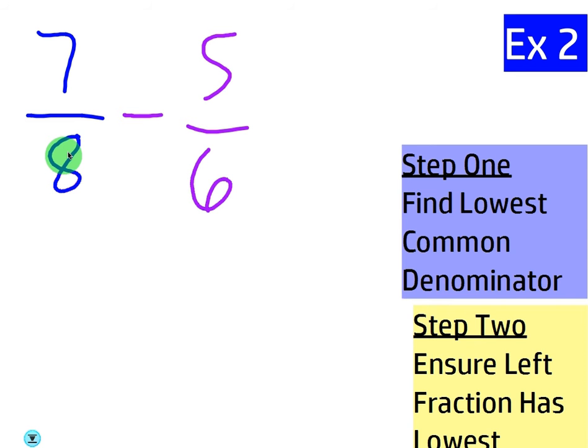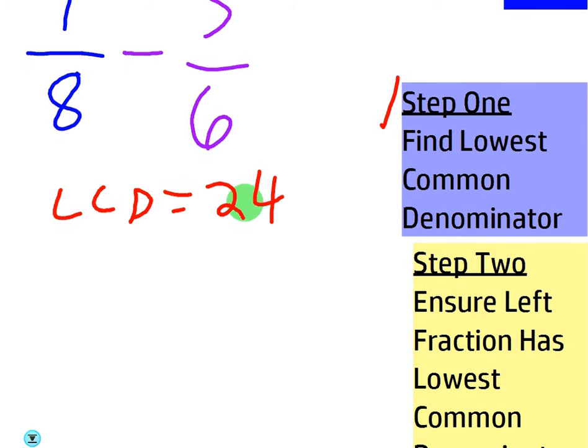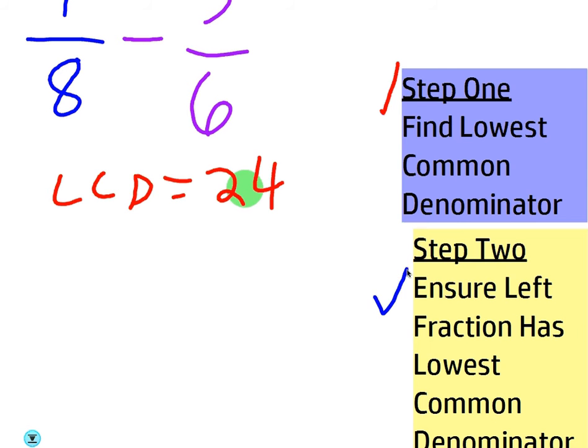Here's an easy way. Start with the biggest number, 8. Does 6 go into 8? No. So double 8 to 16. Does 6 go into 16? No. Now you want to triple 8. 8 times 3 is 24. Does 6 go into 24? Yes. So that means that the lowest common denominator is 24. So for this example, guys, we have to convert both the 8 and the 6 to 24. Let's start with the left denominator. How can we turn 8 into 24? Times it by 3.